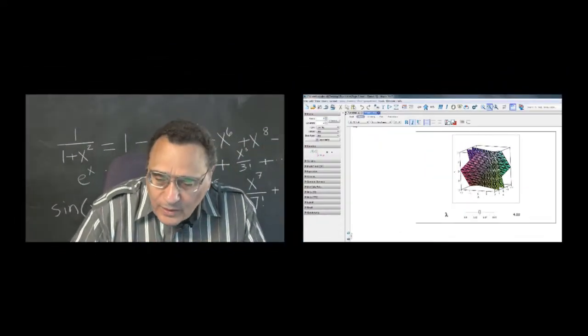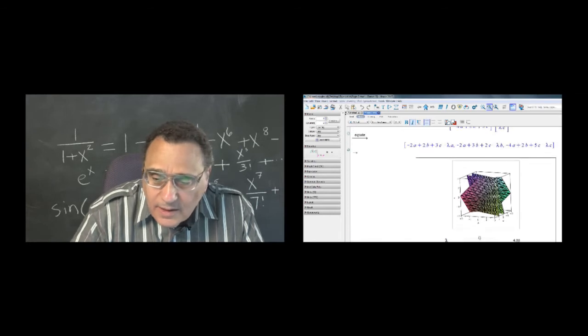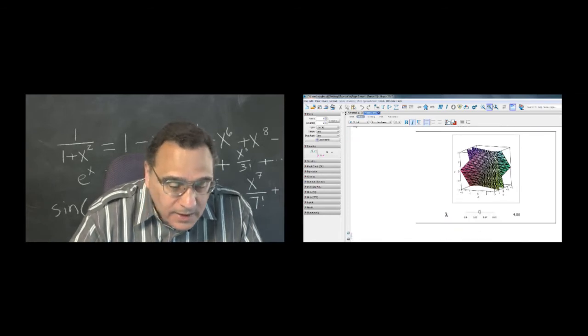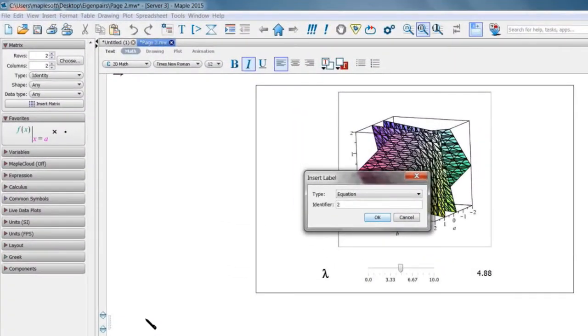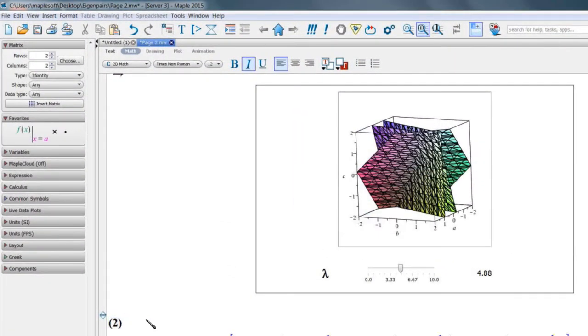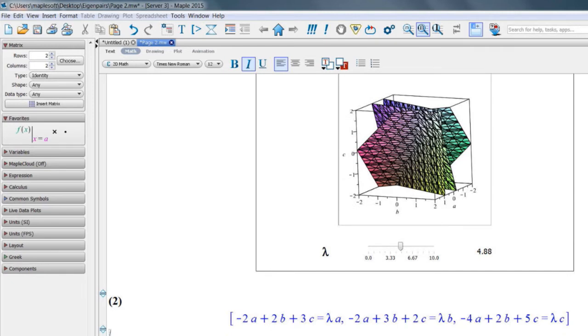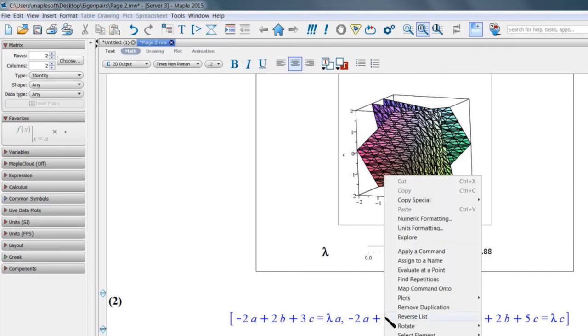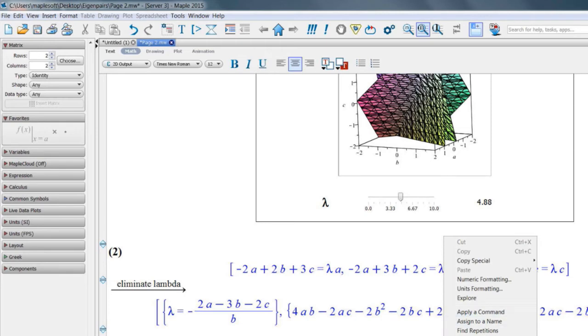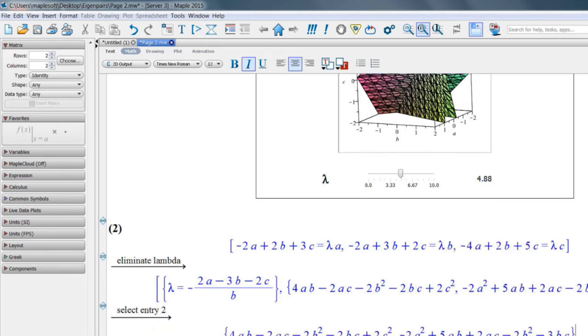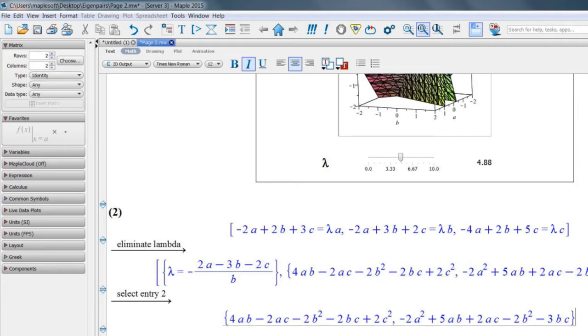So let's look at these equations. It has an equation labeled 2. Let's make use of that equation label. Control L, and I type 2, hit the enter key. I recall those equations. Let's eliminate lambda, like we did earlier. Eliminate a variable, eliminate lambda. And this is the stuff we want to look at, so grab it. That's select element 2. And there are 2 equations now.